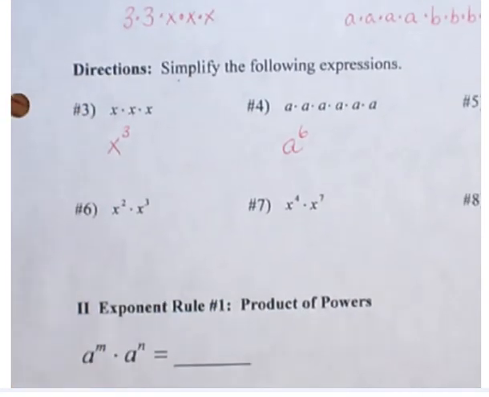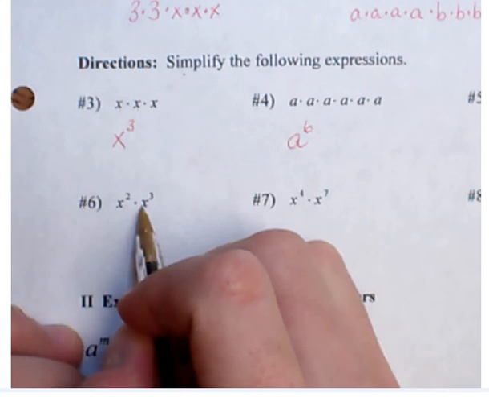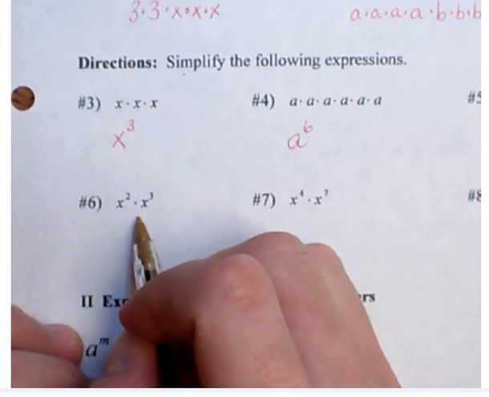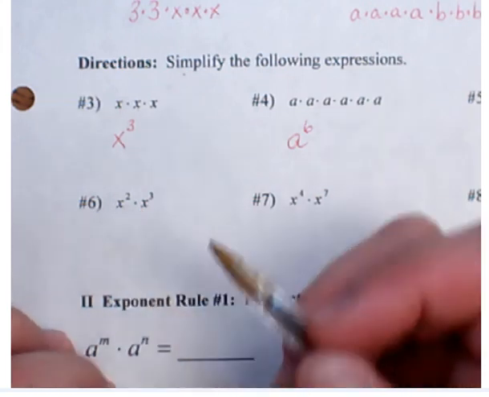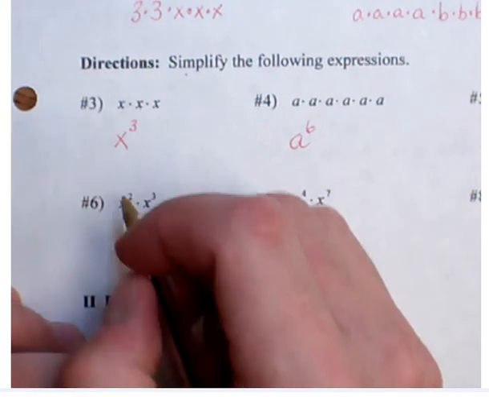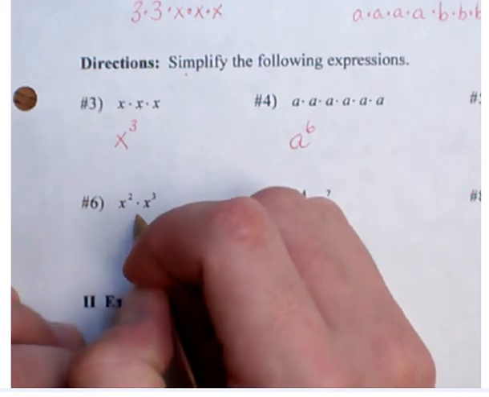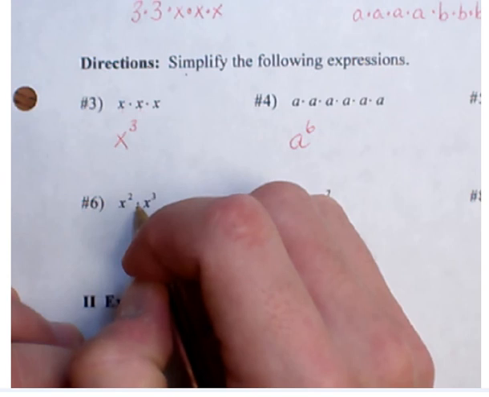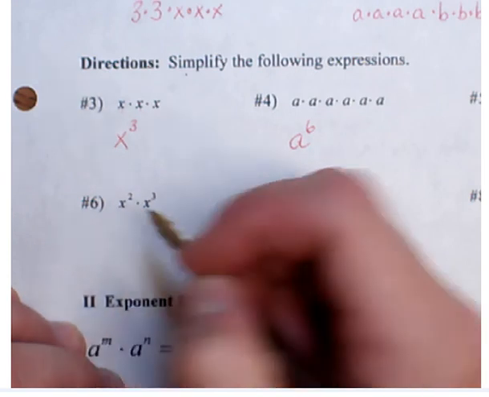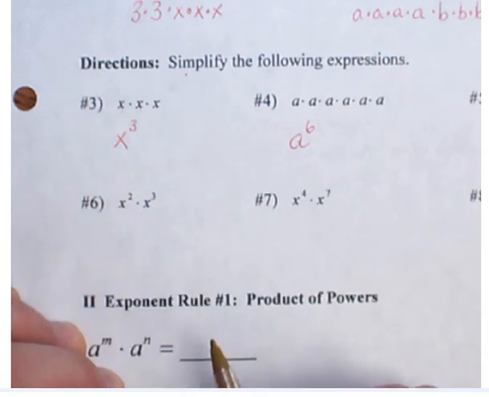Now, for something like 6, 7, and 8, let's see if we can find a pattern here. If you look at x squared times x to the 3rd, we want to simplify that. We want to put them together. Now, you can't add these. First of all, you can't add or subtract because they're not like terms. They have different exponents. However, we can multiply them.